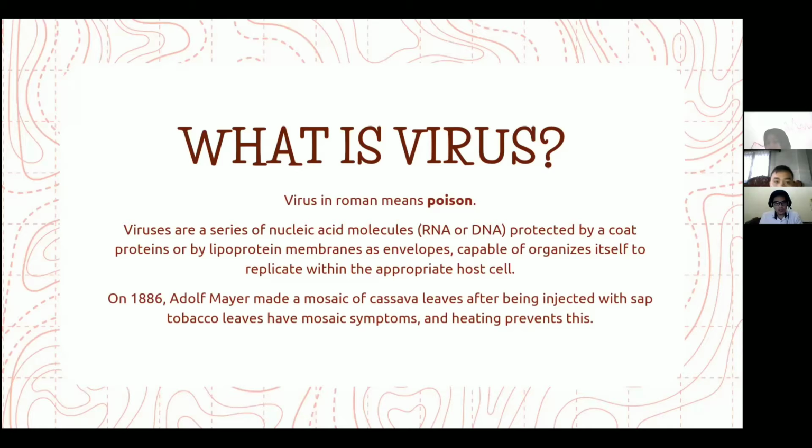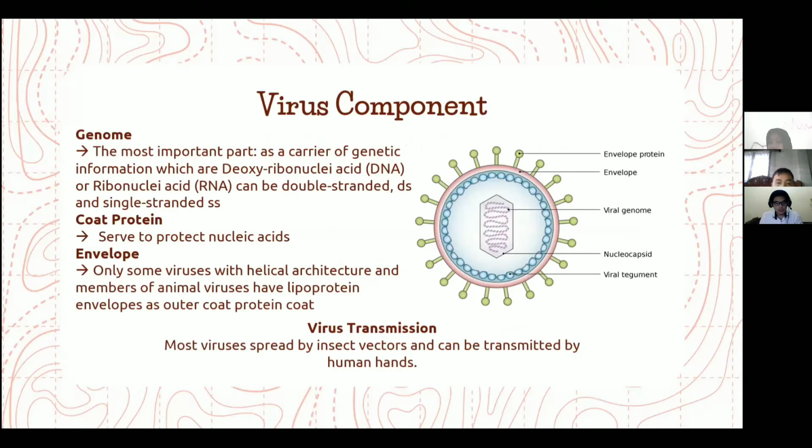Virus components. The first part is the genome, the most important part, as a carrier of genetic information, which is deoxyribonucleic acid, or DNA, or ribonucleic acid, RNA, double strand or single strand. The second part is protein, which serves to protect the nucleus. The third part is the envelope. Only members of animal viruses have lipoprotein as the outer coat. On the right side, the proteome component consists of the envelope proteome, nucleocapsid, and viral transmission.